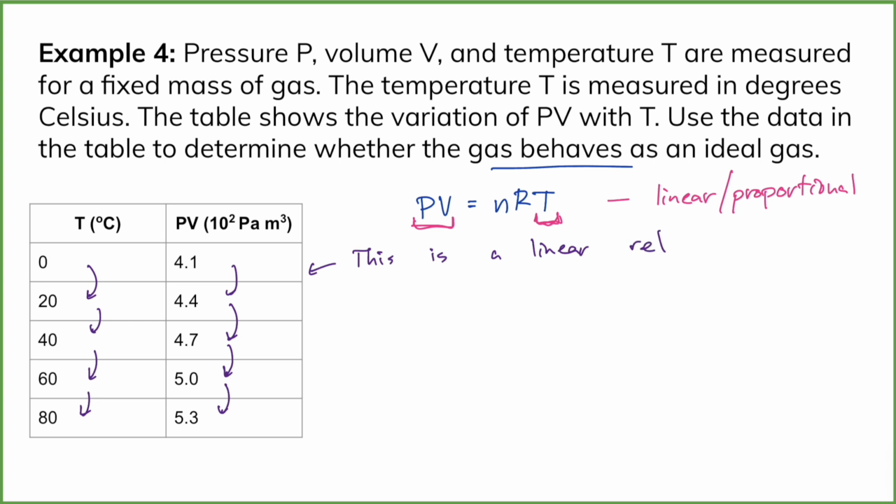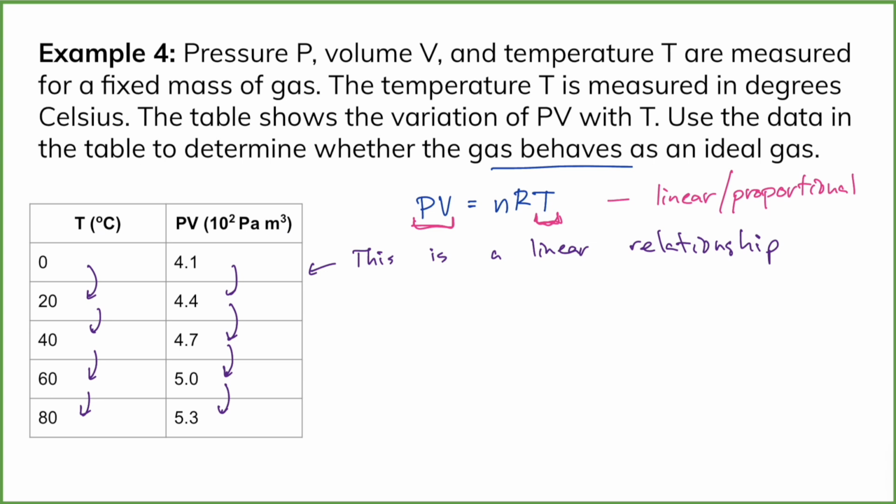But that's not quite enough to show that this is an ideal gas, because there's one more thing. If you watched the previous videos on the combined gas laws, when you have the temperature in degrees Celsius, you should see that the x-intercept, so when PV is 0, the temperature should be around negative 273. We're going to have to show that that's the case.